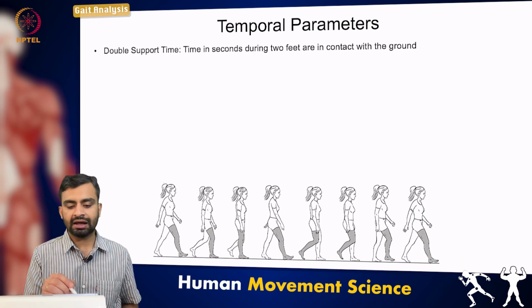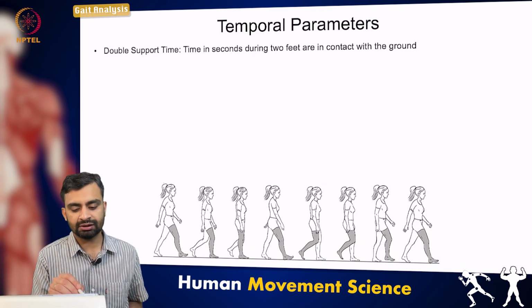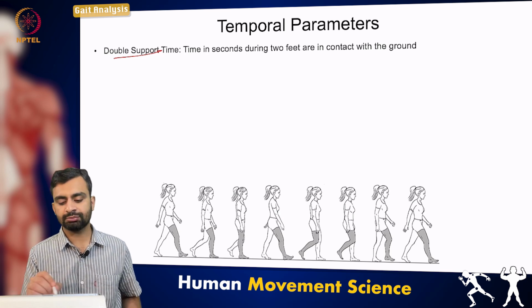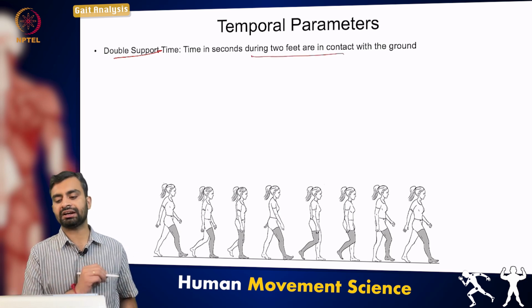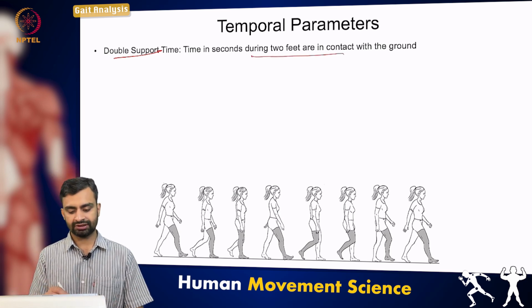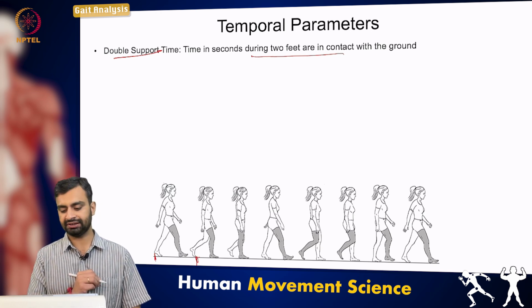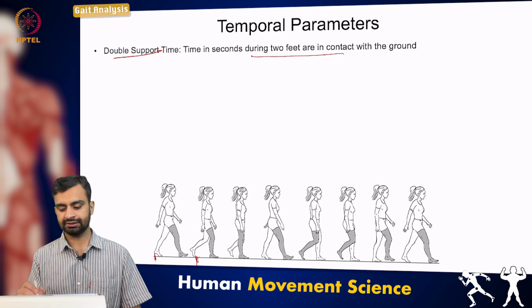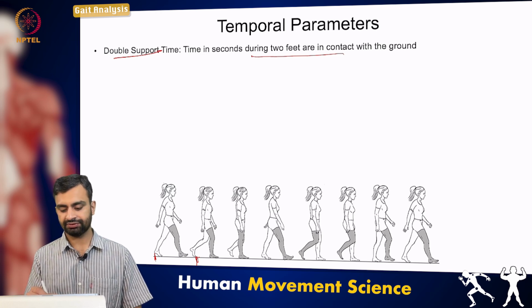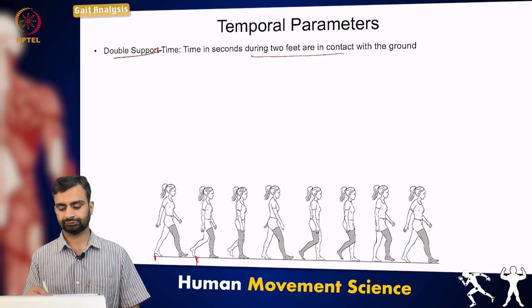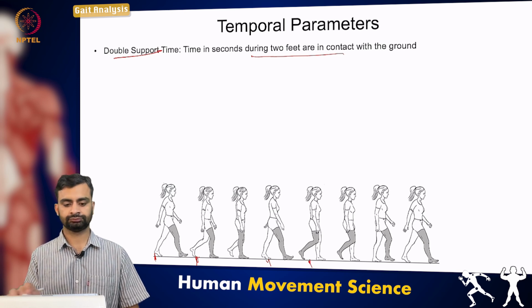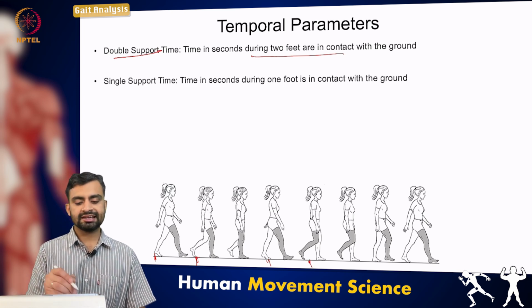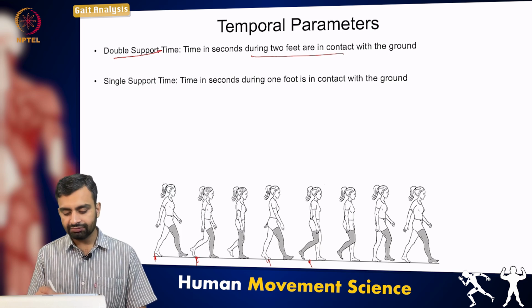Another temporal parameter which is of importance is double support time. It is nothing but the time in seconds during which two feet are in contact with the ground. For example, over here till this point, after this it will be in air. And similarly in the second phase also, over here. Then single support time, when only one foot is in contact with the ground.